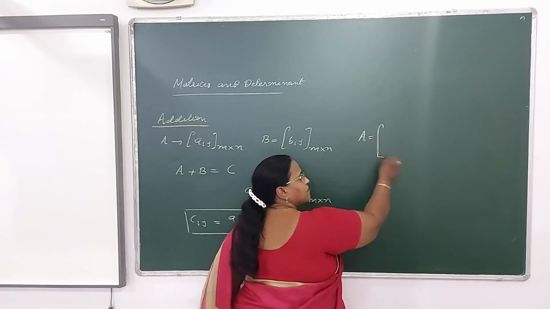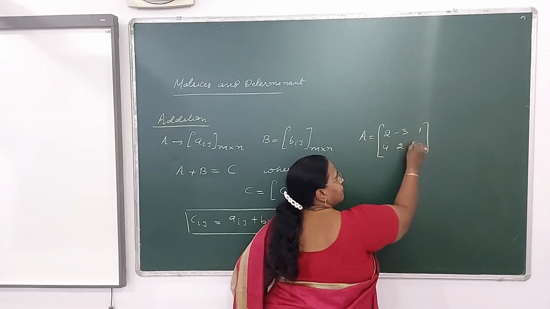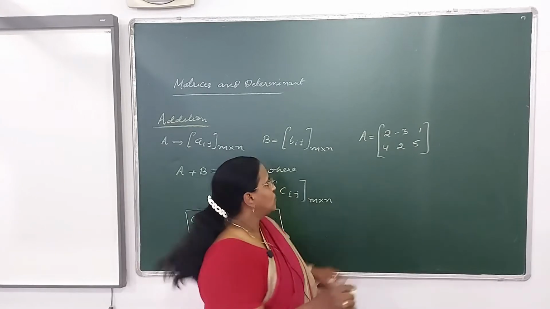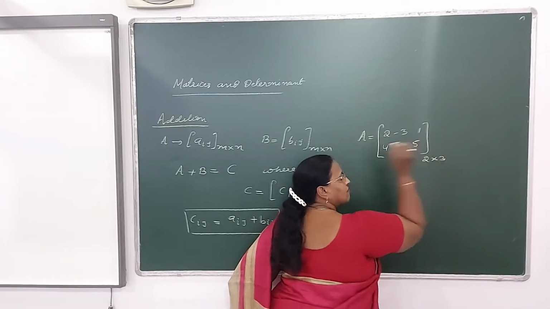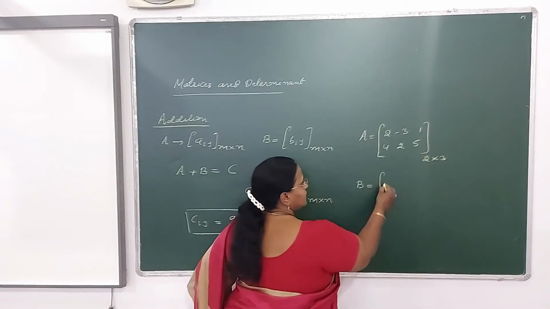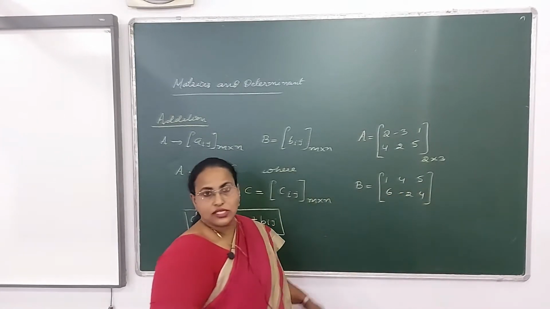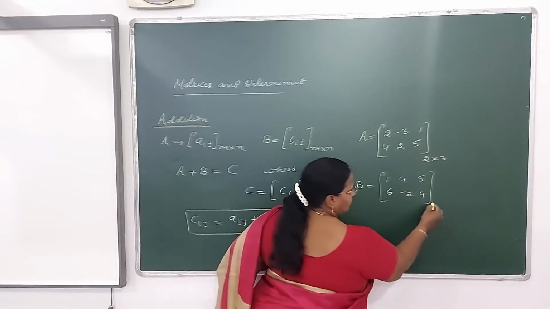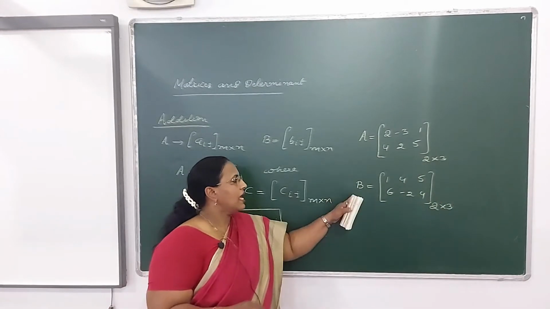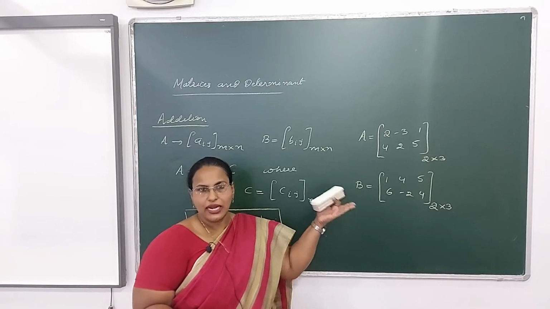Let A be a matrix. The elements are 2, minus 3, 1, 4, 2, 5. What about this matrix? This matrix has 2 rows and 3 columns. So, the order of the matrix is 2 by 3. Now, one more matrix, matrix B, let the elements be 1, 4, 5 and 6, minus 2, 4. What about the B matrix? It is again the same thing, 2 rows and 3 columns. So, both A and B are comparable. That means both A and B can be added.